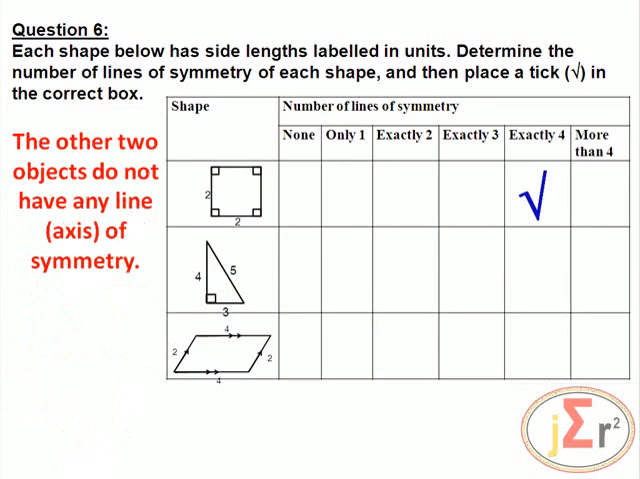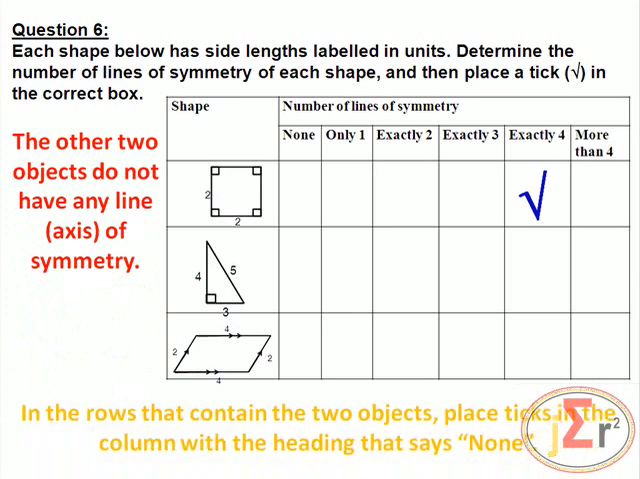The other two objects do not have any line or axis of symmetry. In the rows that contain the two objects, place a tick in the column with the heading that says none. Right, there is none. This has 4 lines of symmetry, and each of these will not have any.